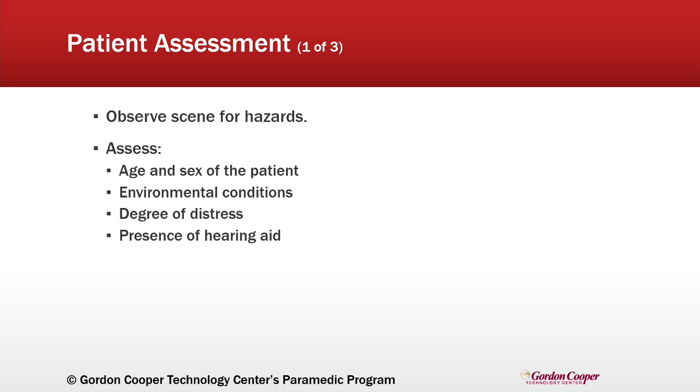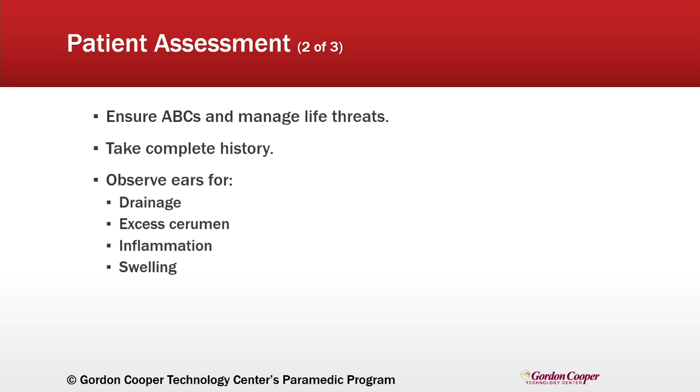So take a look at the scene and ensure that there's no hazards for EMS personnel and their crews. As you're approaching the patient, approximate the age. Look for those environmental conditions that may have affected this, and see if you can tell the degree of the distress that your patient is in. Observing whether or not your patient is wearing a hearing aid could be helpful as well, because this could further affect their ability to communicate with you if they already have an underlying hearing problem.